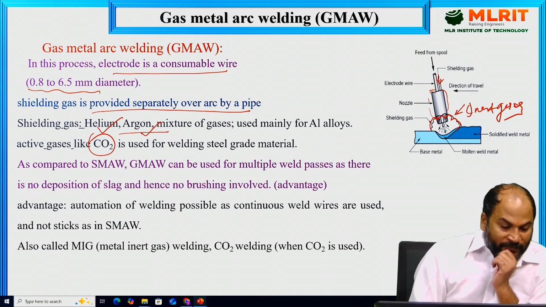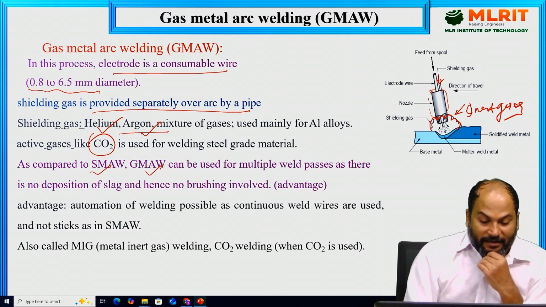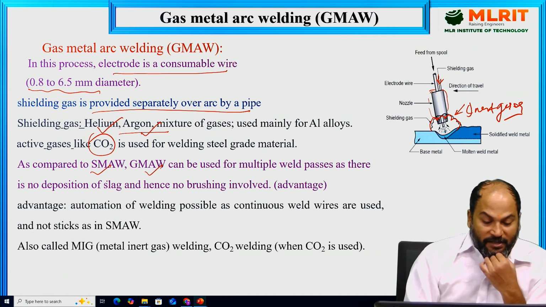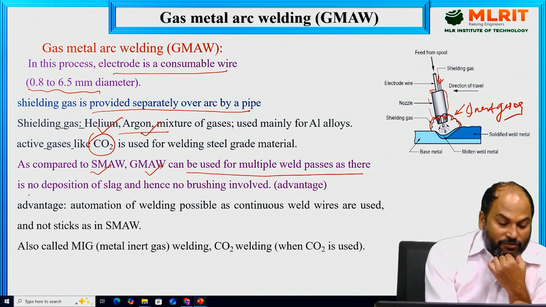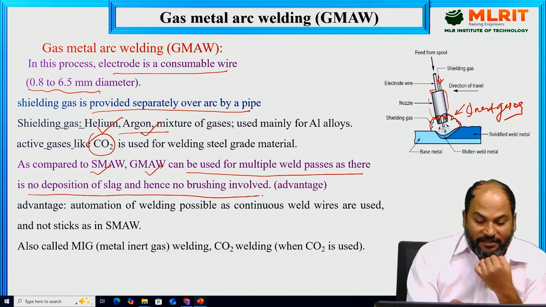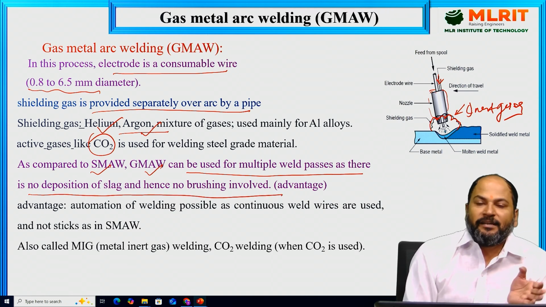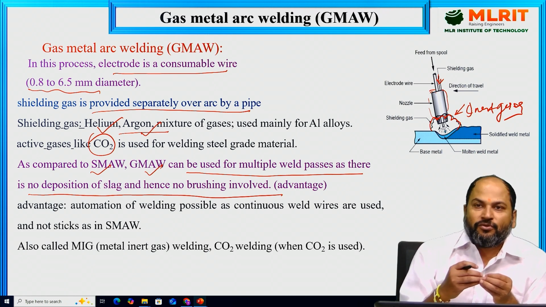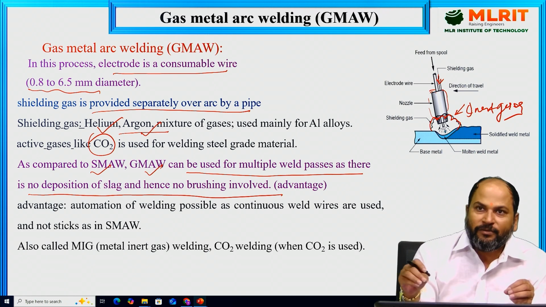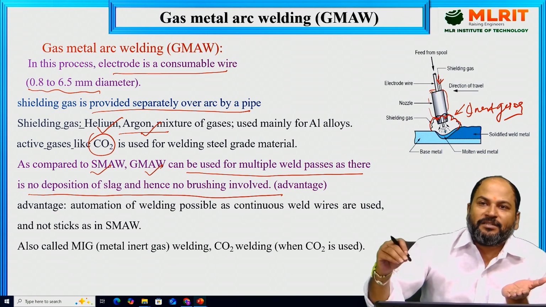Okay. Compared to shielded metal arc welding, gas metal arc welding can be used for multiple welds, as there is no deposition of slag, hence no brushing is required. Yes, this is very important to understand. In shielded metal arc welding, what was the problem? As we use flux, once we do the welding, slag will be there on the welded part, so continuous brushing is required.